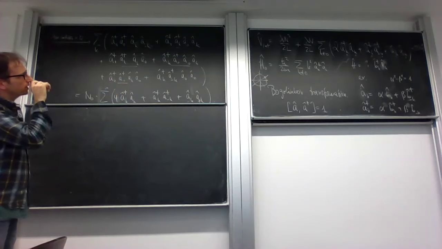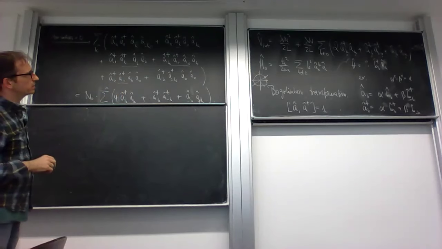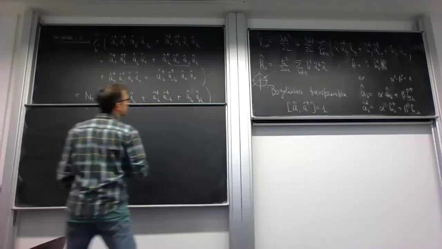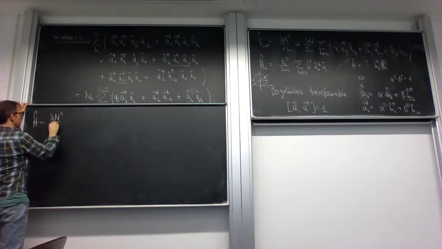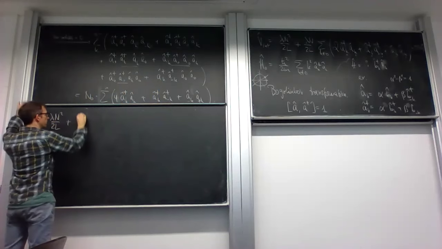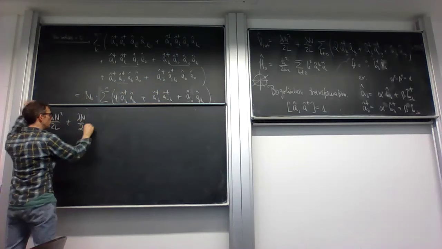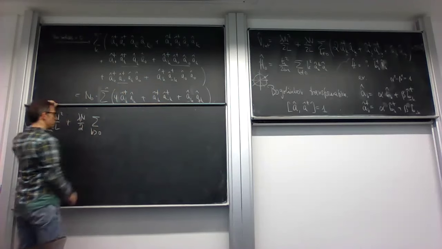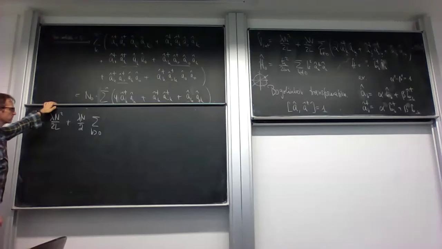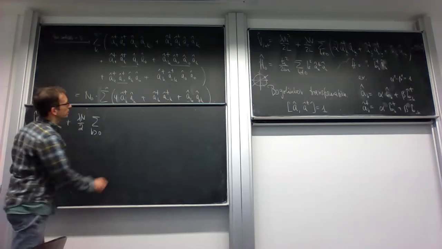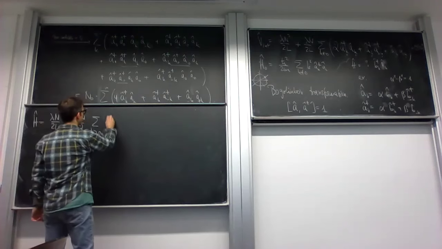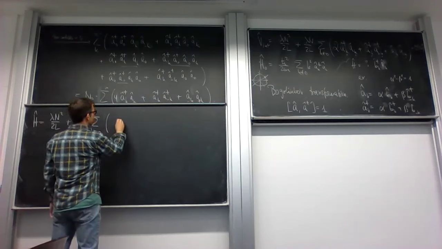But let me, I guess, prepare it a little bit. Now, H is lambda n squared over 2L plus lambda n over 2 times the sum. Now I pick K only positive. Then I have... Oh, I'm making this too complicated. Then I have.